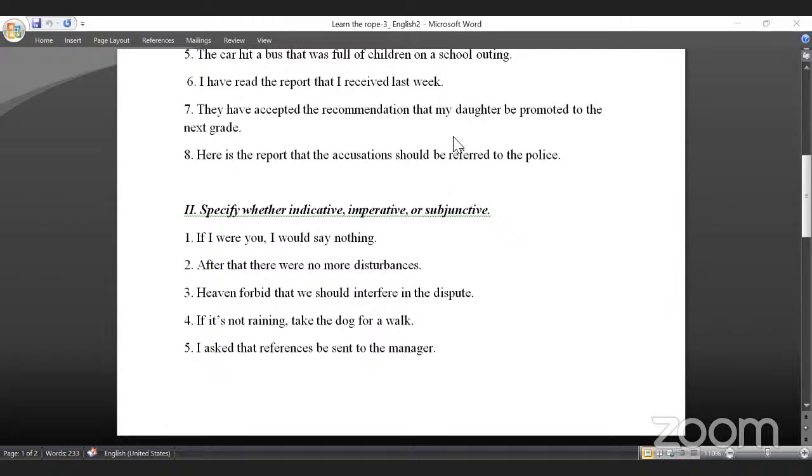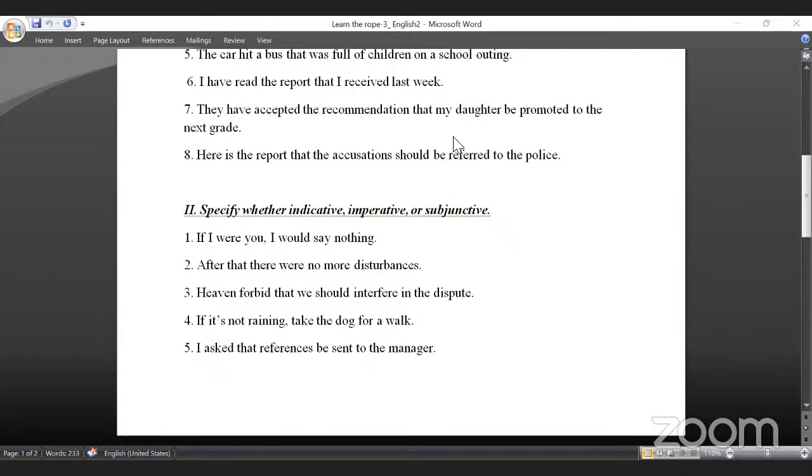Heaven forbid that we should. See, there is what is this? There is some hypothesis and tentativeness involved here, right? Heaven forbid that we should interfere in the dispute. We should interfere in the dispute. Look at that. Right? Heaven forbid that we should interfere in the dispute.